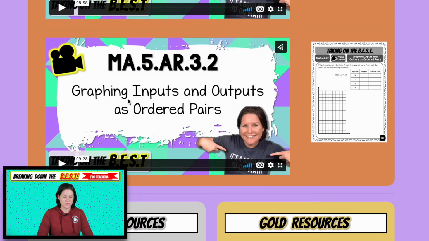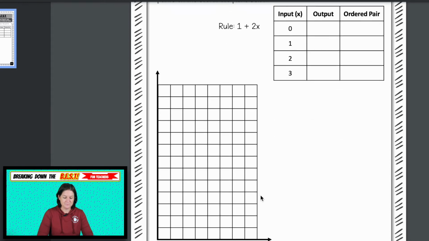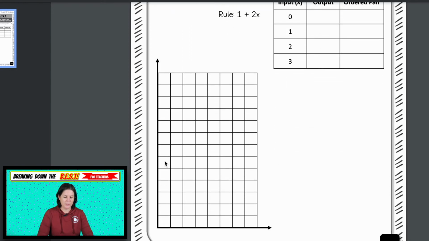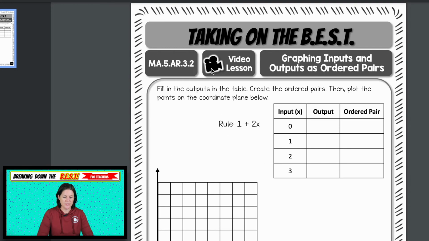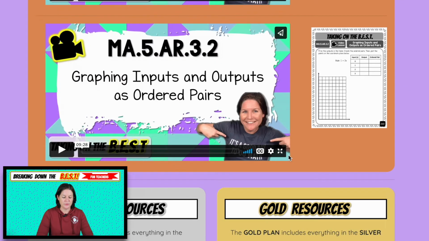You also have this, graphing inputs and outputs as ordered pairs. Same kind of thing. Here I actually turned it into a 3-column table. We'll use this rule to fill in the outputs, use the inputs and the outputs to create an ordered pair, and then graph that ordered pair by labeling the quadrant that we have right there. Okay, again, that's a video lesson. You just watch the video. Students can follow along and record it in their notes.